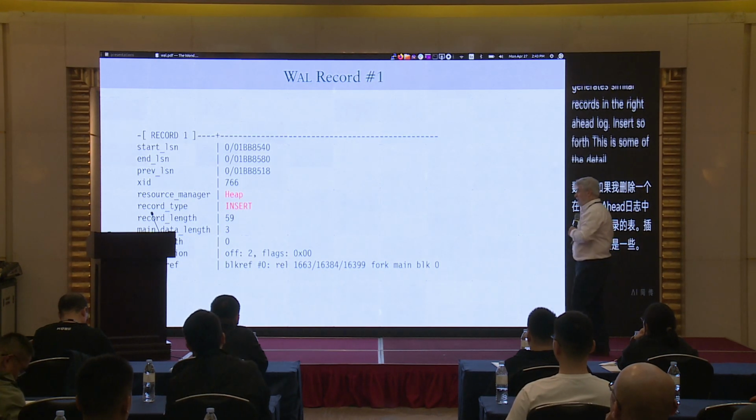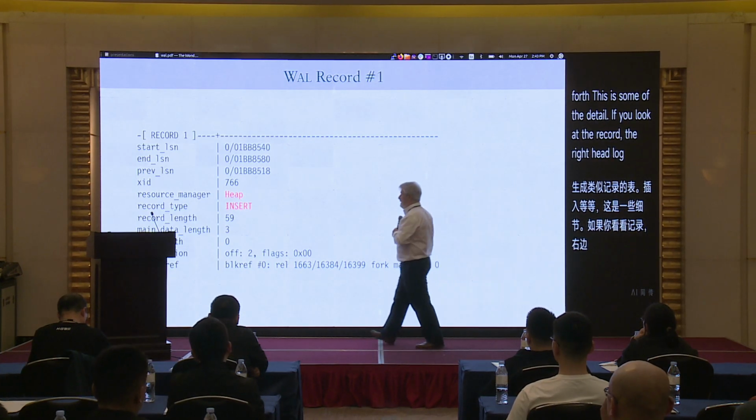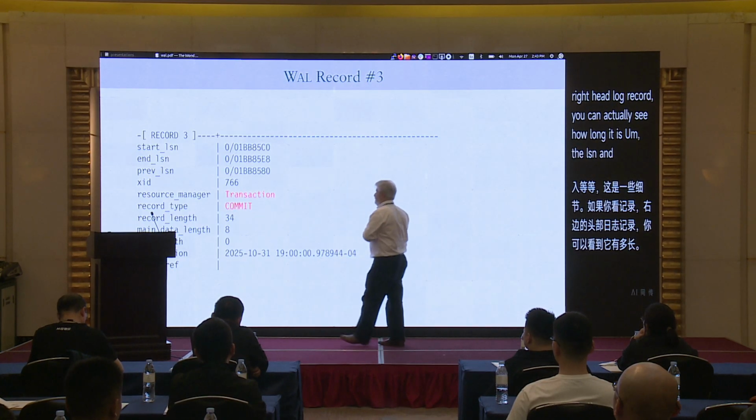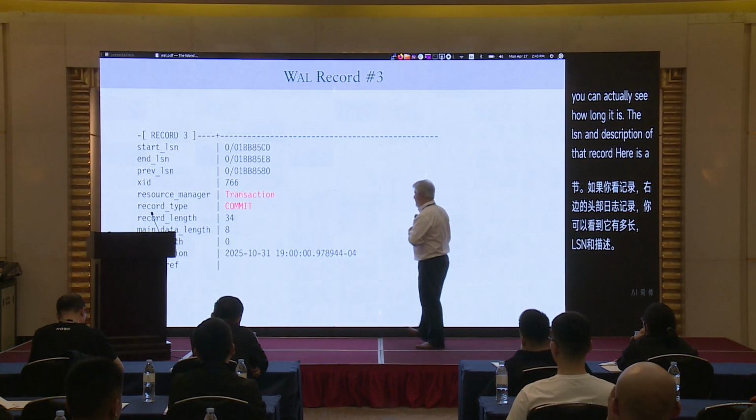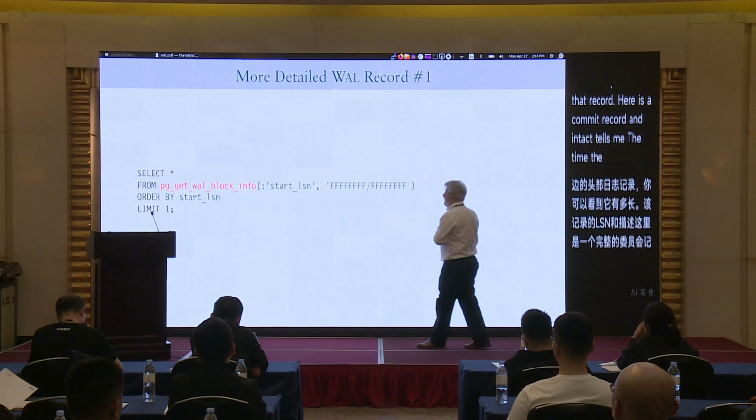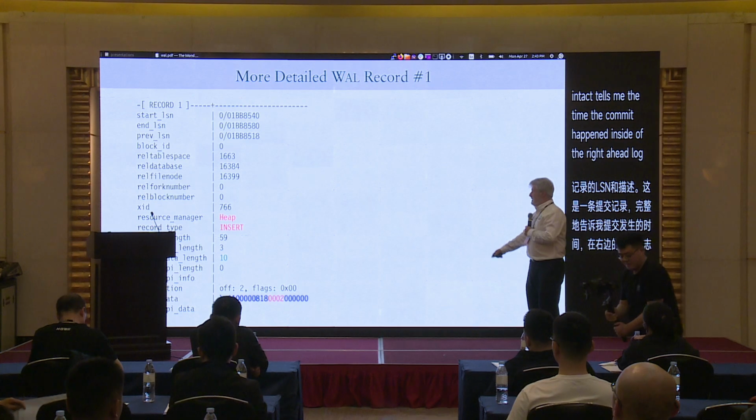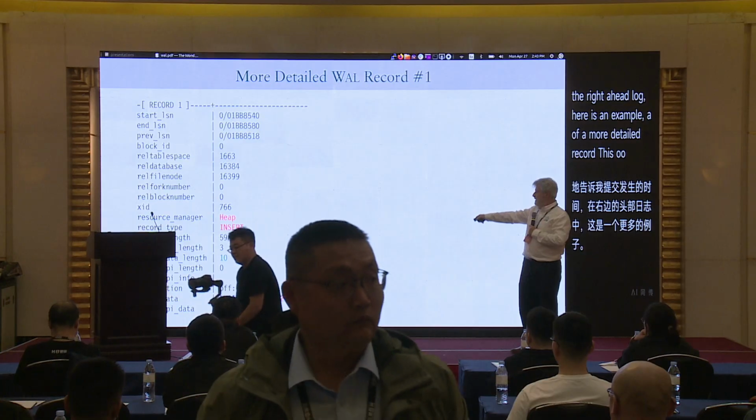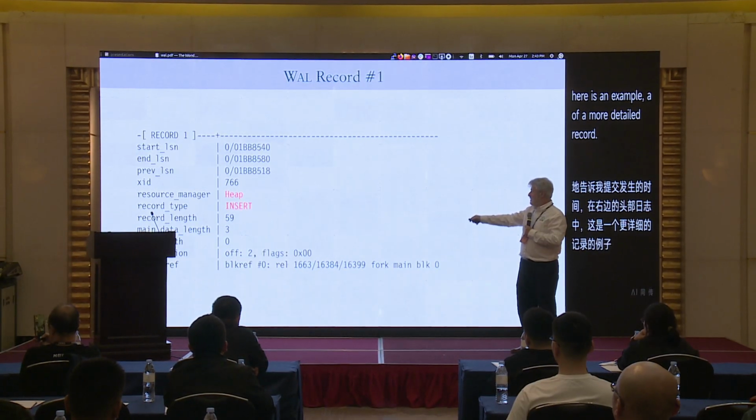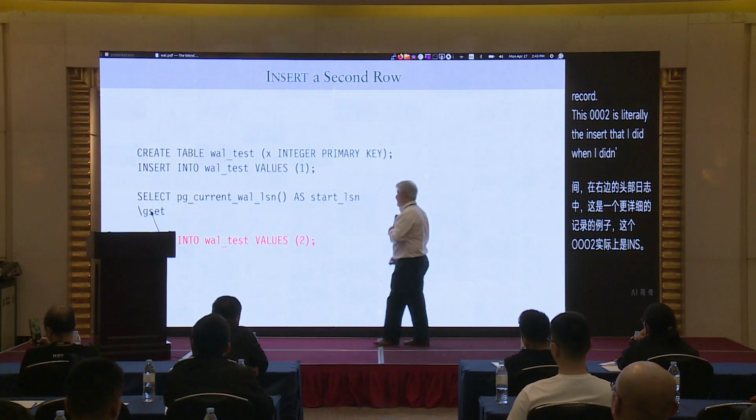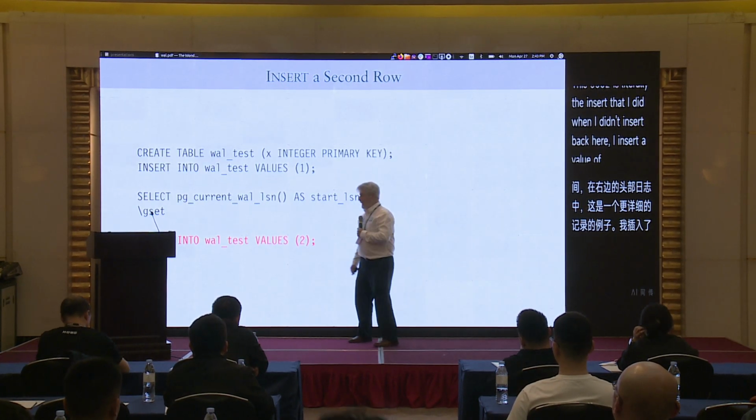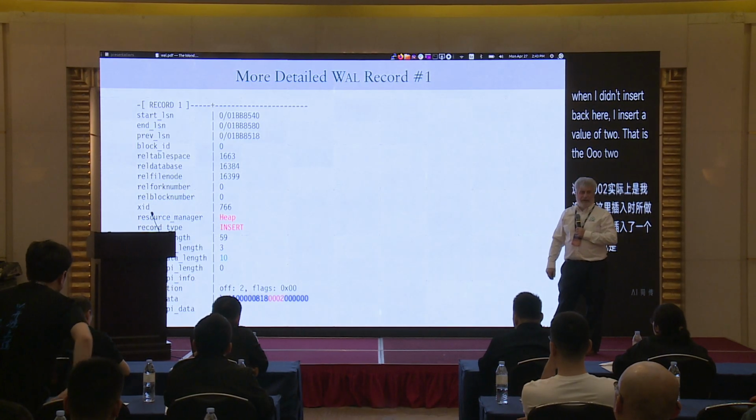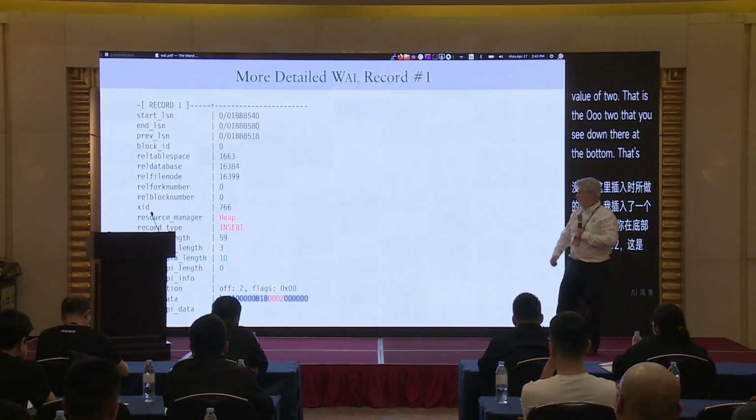If you look at the write-ahead log record, you can actually see how long it is, the LSN, and a description of that record. There's a commit record, and it tells me the time the commit happened inside of the write-ahead log. Here is an example of a more detailed record. This 0002 is literally the insert that I did. When I did an insert back here, I inserted a value of 2. And that is the 0002 that you see down there at the bottom. That's literally the insert value that I created.